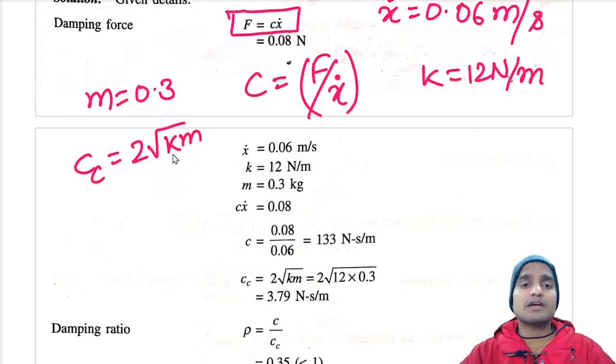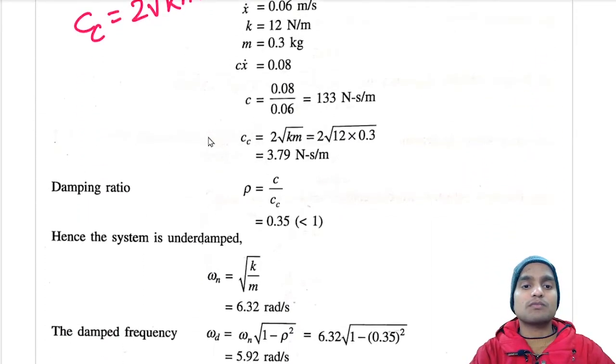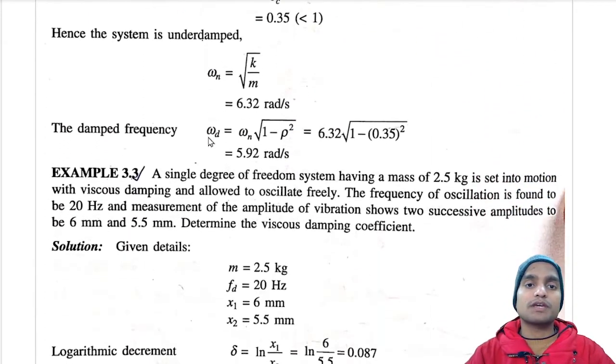So this can be done, and the C value we have calculated. Let's take the ratio of both. We will get the damping ratio rho. Okay, and then we have to determine the frequency of the system. Frequency of the system omega n is equal to root under K by M.